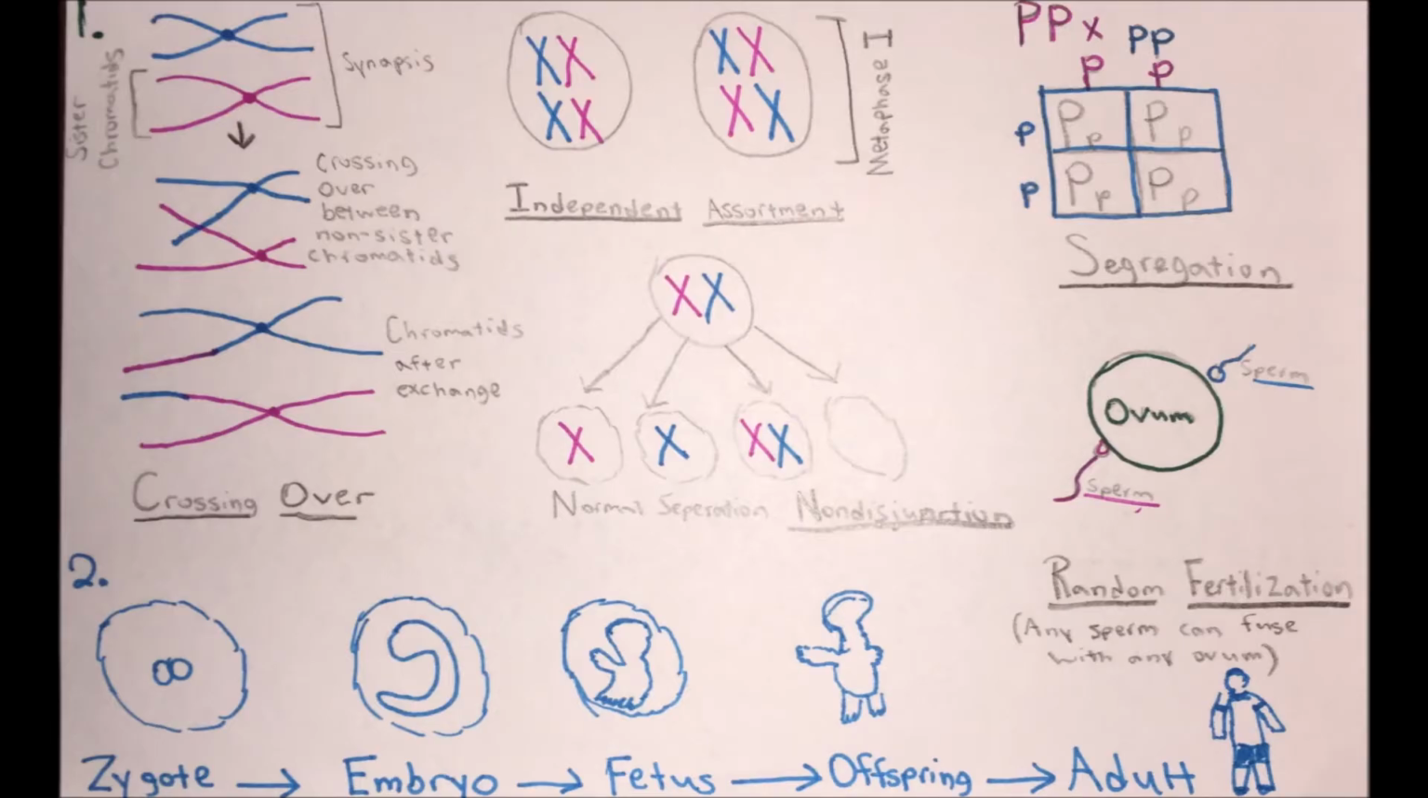Sexual reproduction goes through a process called meiosis. Much variation can result from meiosis. Reasons for variation include crossing over, independent assortment, non-disjunction, segregation, and random fertilization. A zygote forms from the gamete daughter cells. That zygote then develops into an embryo, then a fetus, then an offspring, and finally an adult.